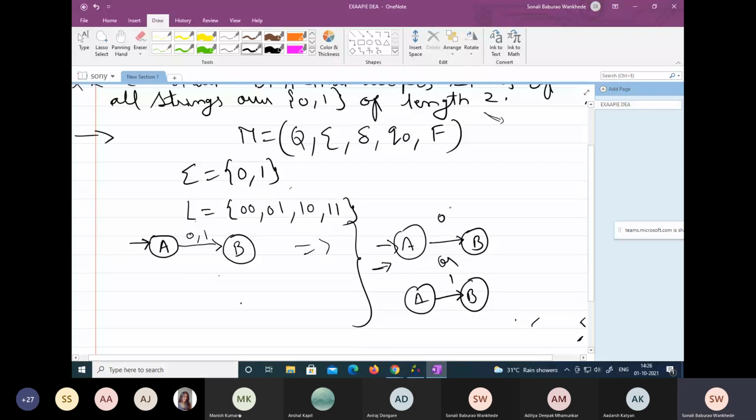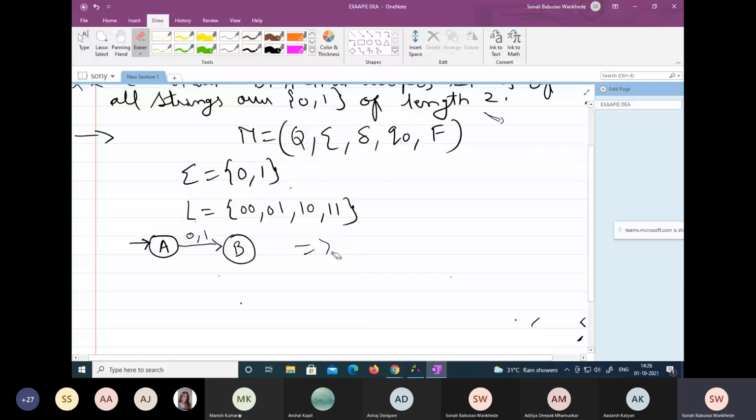But here when you check the length of 0, what is the length? My length is 1. Similarly, when I am sending 1 to B, when my input is 1, the length is 1. That's why we cannot stop over there. So B cannot be my final state, because I'm not reaching my goal, because the length is still 1. So I will again send that 0 or 1 to my next state, that is C.